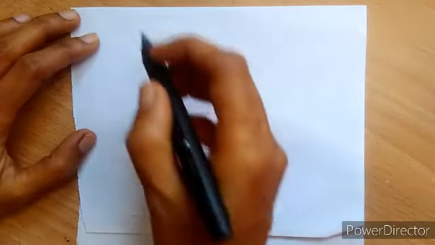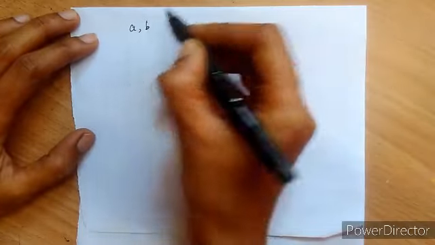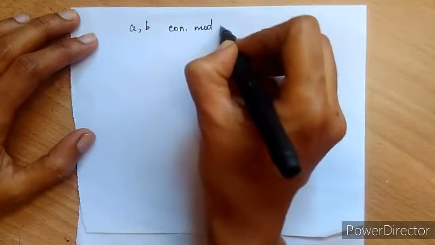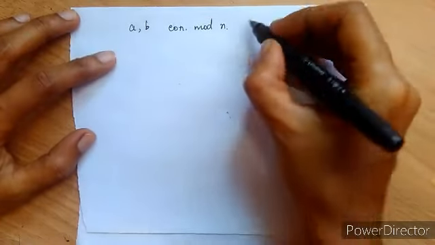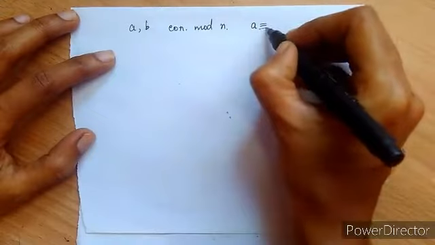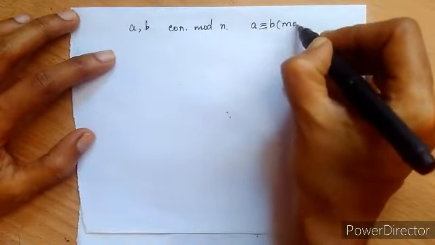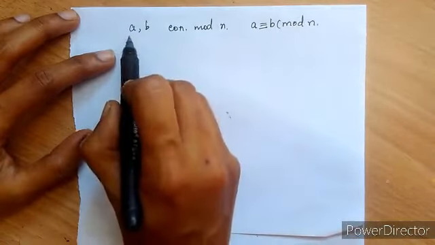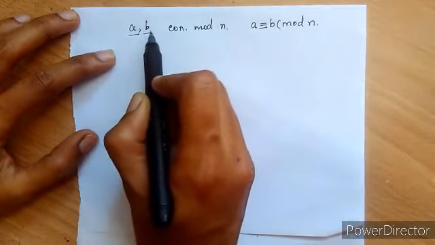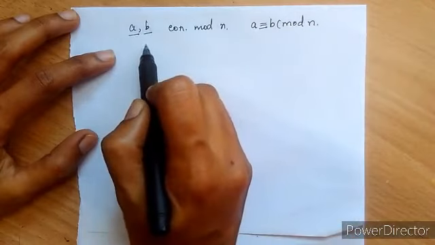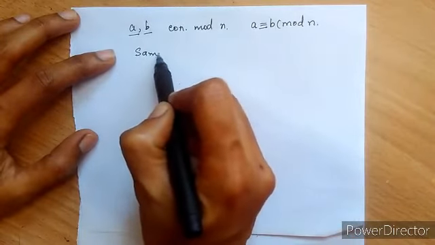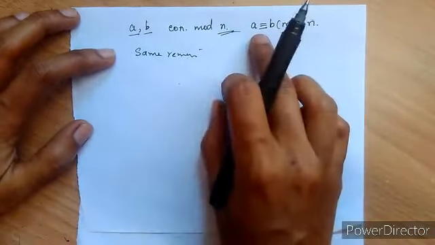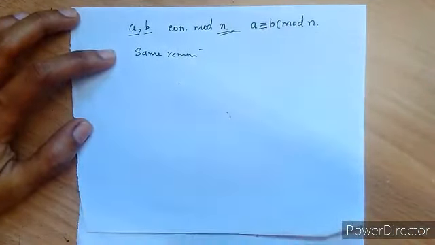Another note: two integers a and b are congruent modulo n. It can be written as a congruent to b mod n, isn't it? Then the two integers a and b leave the same remainder when divided by n. So we can write this as a congruent to b mod n.